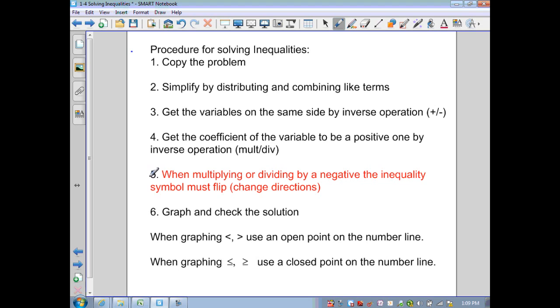And we want to recall here from the previous slide, when multiplying or dividing by a negative, the inequality symbol must flip, or in other words, it must change directions. Number 6, we want to graph and check the solution to make sure that we are correct. And remember, when a graph has a less than or greater than symbol, we want to use an open point on the number line. In other words, it's going to look like this. We will not shade in the point. When graphing less than or equal to or greater than or equal to, we're going to use a closed point on the number line, and that will look like a point that is filled in.